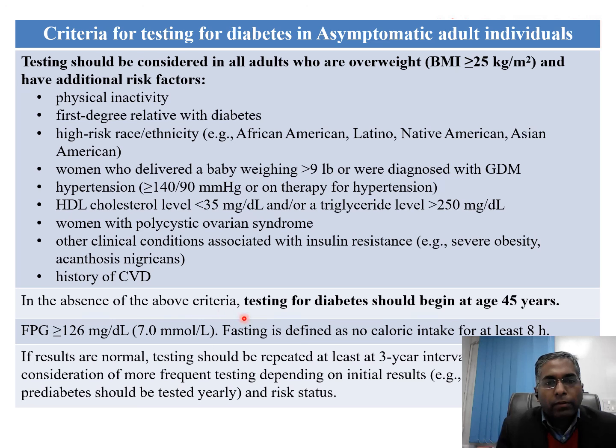In the absence of the above criteria, testing for diabetes mellitus should begin at the age of 45 years. So even if these risk factors are not there, when the patient reaches the age of 45, he should be screened for development of diabetes mellitus.